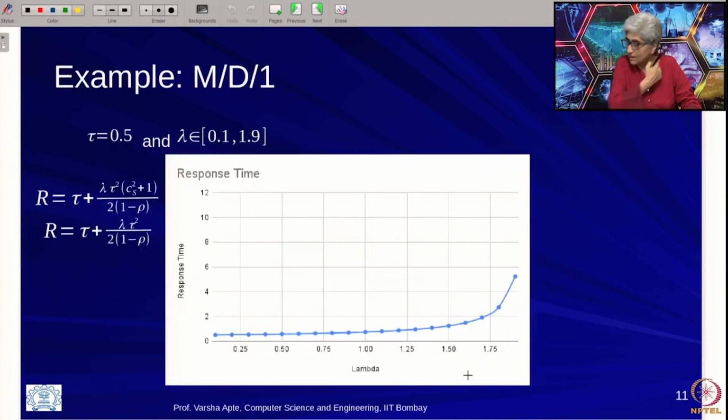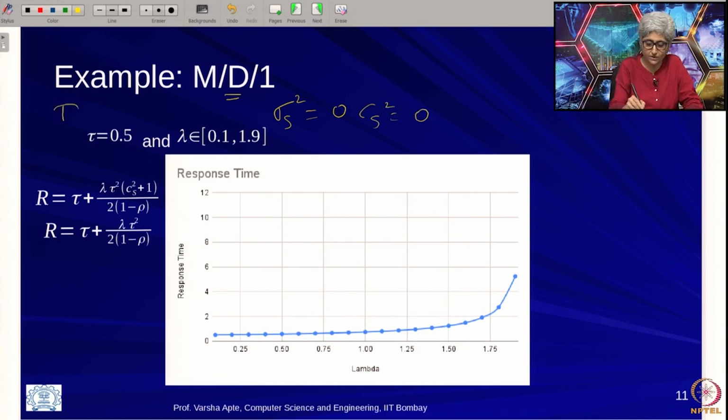We will first look at an example of an MD1 queue. In fact, this is an example of a service time that has no variance. So, sigma squared S is 0. So, Cs squared is also 0, right. It is fixed, deterministic, D is for deterministic. So, if it is fixed there is no variance, so this factor goes away. So, you just get tau plus lambda tau squared divided by 2 multiplied by 1 minus rho, and if you plot it, this is what it looks like.